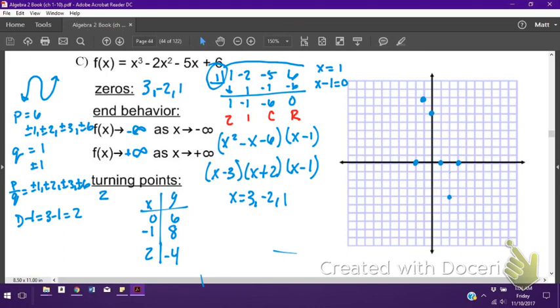So that would look like this. And I know that the tail ends are going to go up and the bottom ends are going to go down. So I'm going to go ahead and go up, or up, all the way down. And there is my final graph.